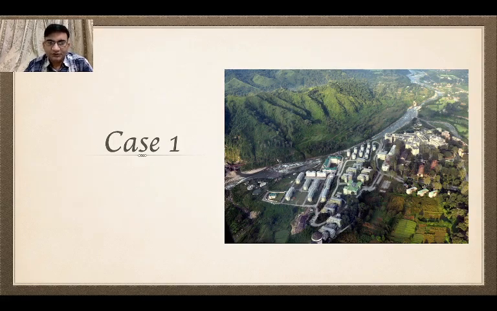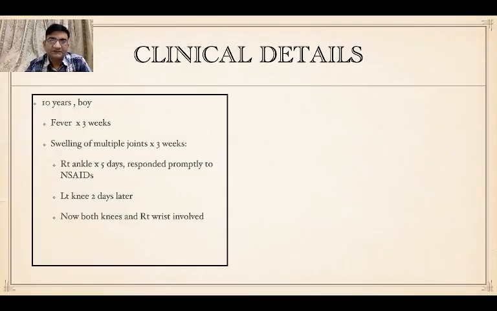So to highlight the importance of pattern recognition, as I already highlighted, I'll be discussing a few cases. Moving on to the first case, a 10 years old boy who was brought to us with a history of fever which was there for 3 weeks. Fever was up to 102 degrees Fahrenheit, not associated with chills and rigors, used to occur daily and subsided with medications. Along with this fever, the child was having swelling and pain of multiple joints, which was also there for the last 3 weeks. And this involvement of joint started from the right ankle.